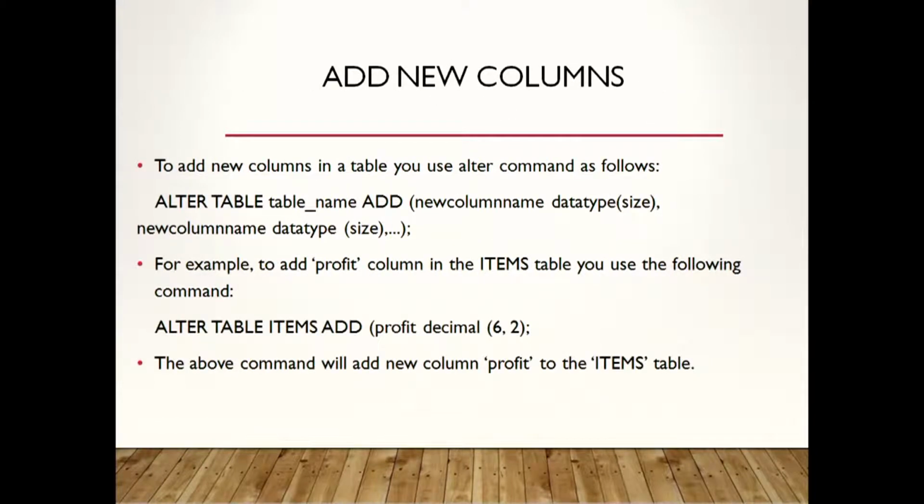To add a new column, we can write alter table, then the table name, add, and then we can specify the new column which we want to add, and then again specify its data type and the other constraint which we want to apply. For example, to add profit column in the items table, you use the following command: alter table items, the name of the table, then add. We have to write this keyword add, and then we have to add the column profit. So in circular bracket we will write profit, and we will specify the data type as decimal. So the above command will add new column profit to the table items.